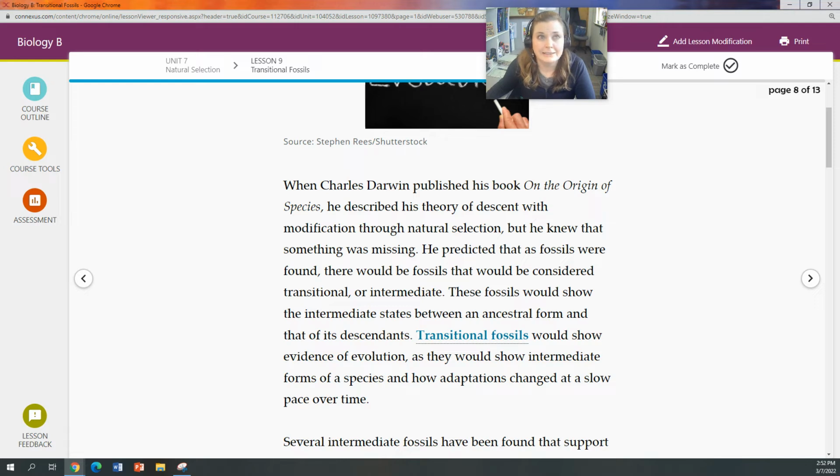It's an interesting thing, because one of the things that theories should be able to do is to successfully make predictions. That's something that makes a theory stronger, that it has to be able to make predictions, and then those predictions come true, right? Because it's very, very correct. And so he predicted the existence of transitional fossils, and transitional fossils have been found.